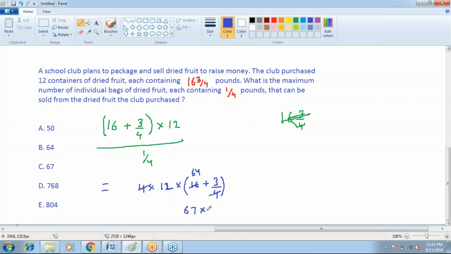So basically you have to do 67 into 12. Now 67 into 12 is not going to be 50 or 64 or 67. And the unit digit, you do not have to multiply either. 7 into 2, the unit digit is going to be 4. There is only one such option out of the leftovers. So 804 becomes the answer.